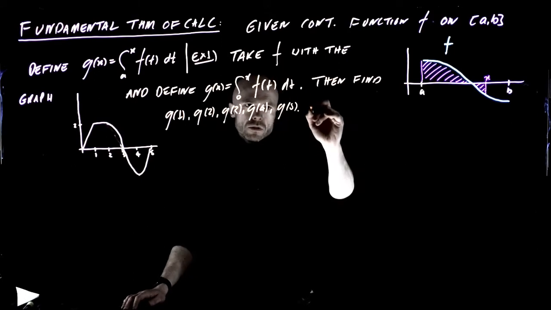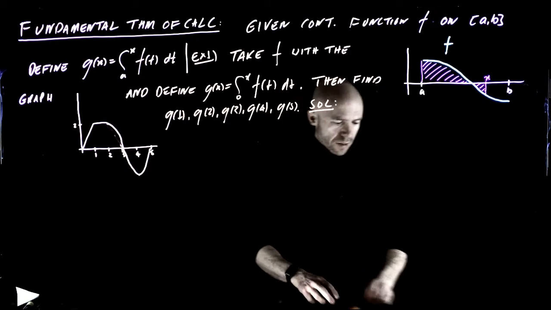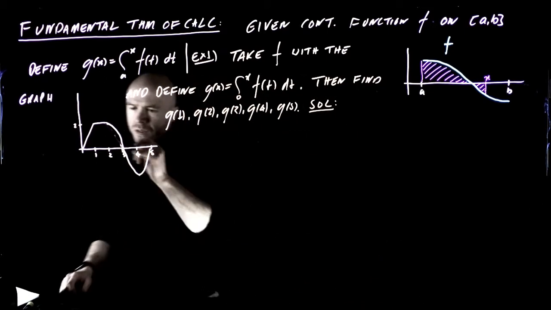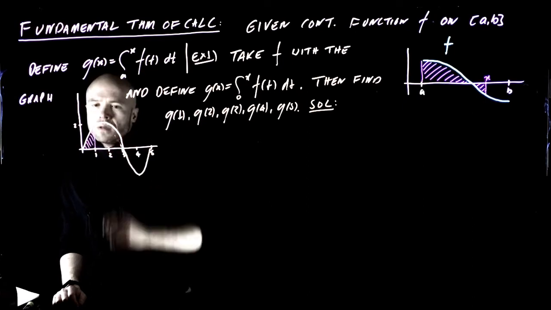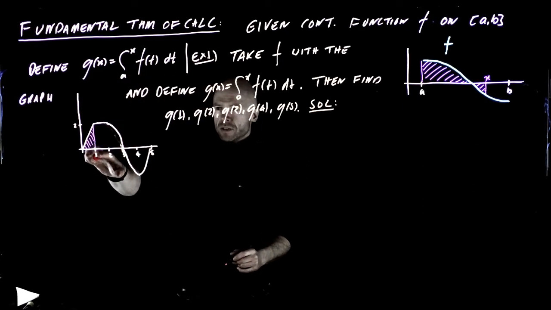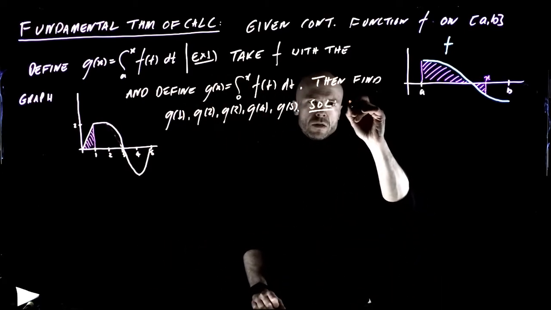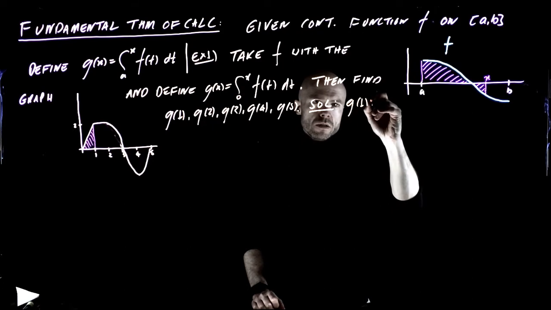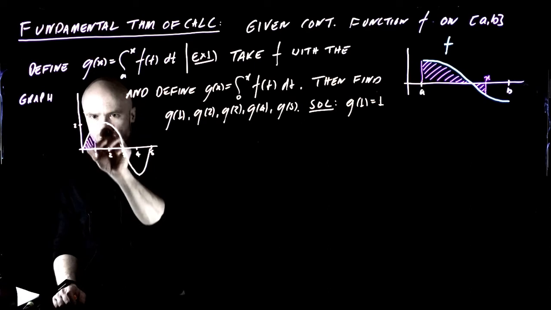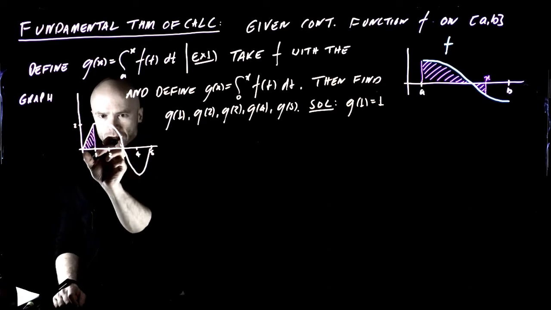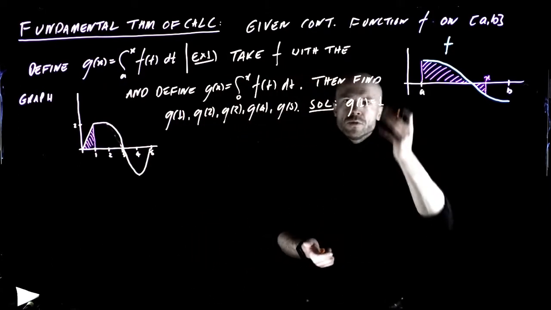Okay, solution. We're going to sketch them in one by one. So G1 is this quantity right here. And what's this? This is a triangle whose base is 1, whose height is 2. So we have that G of 1 is just equal to 1. You can also see from this that this triangle is exactly half of this rectangle, whose base is 1, whose height is 2. That rectangle has area 2, so half of that is 1. So G of 1 is 1.